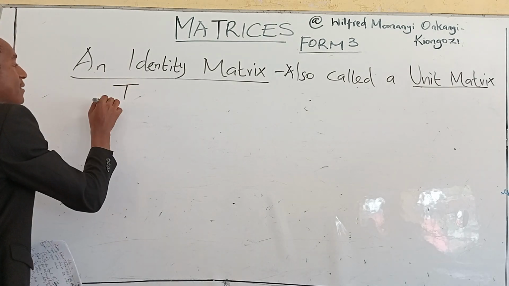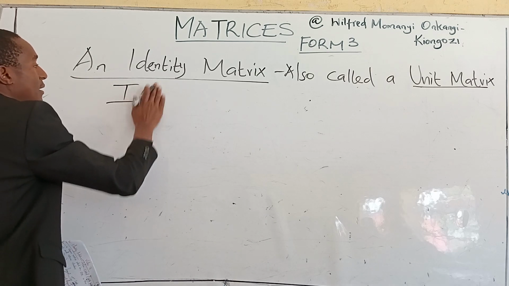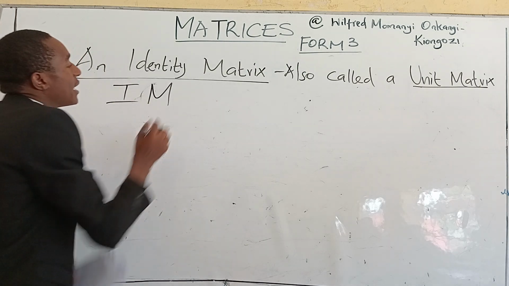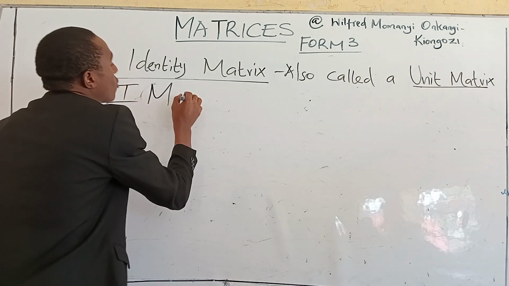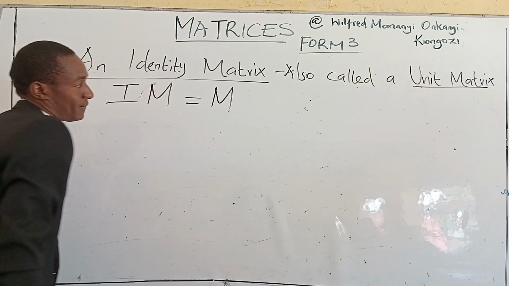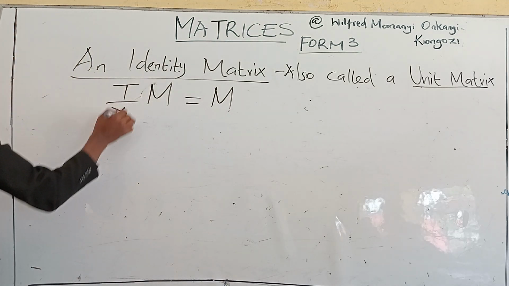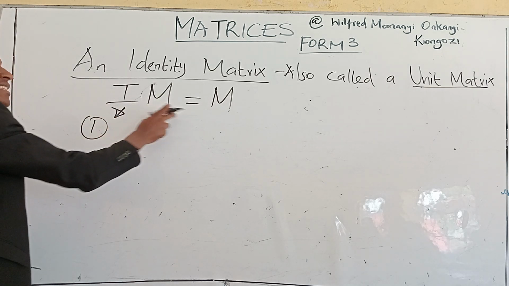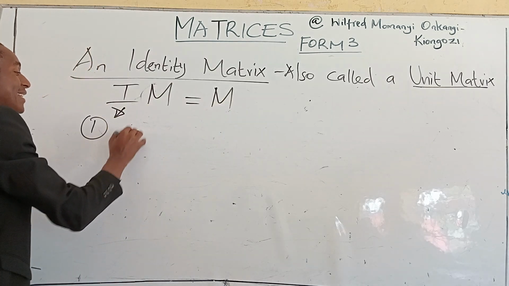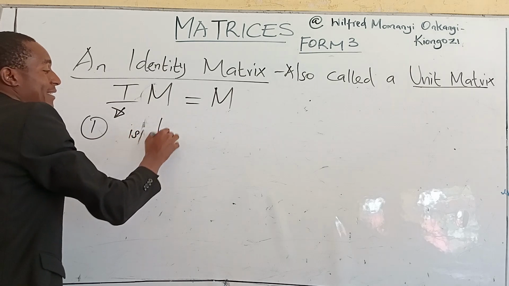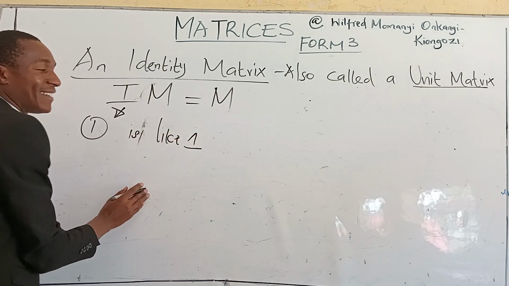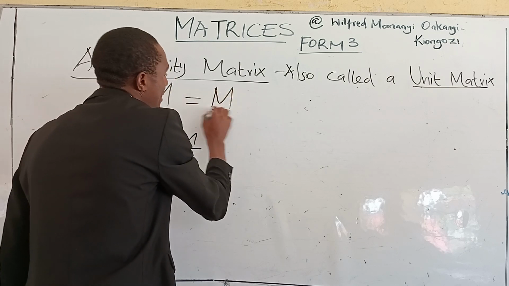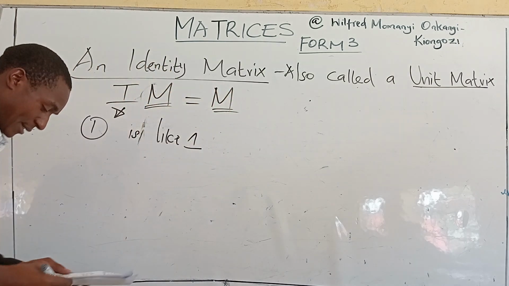An identity matrix times a matrix equals that matrix. So an identity matrix is like one, because if you multiply it by a matrix, you get that matrix. An identity matrix multiplied by another matrix, the answer is that matrix. That's a point to note.